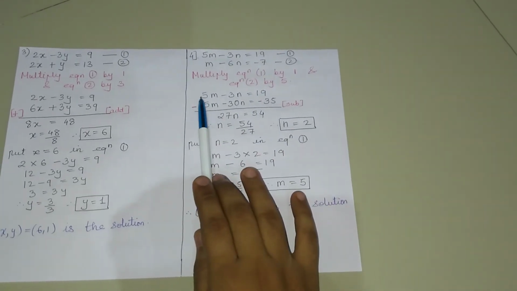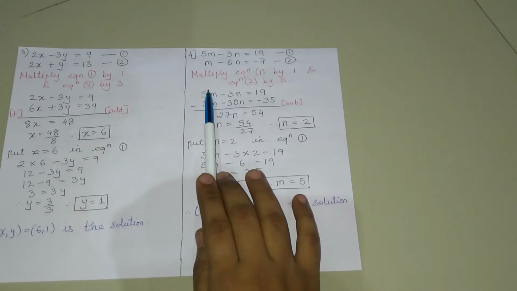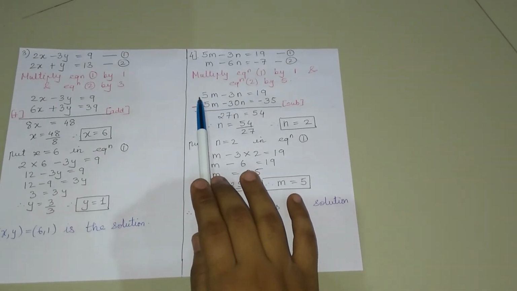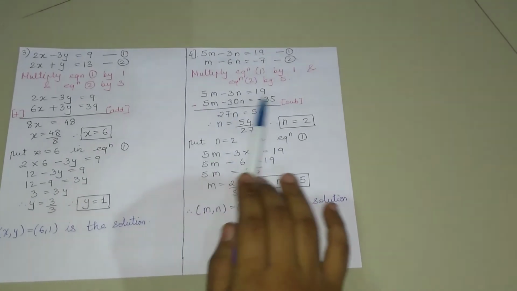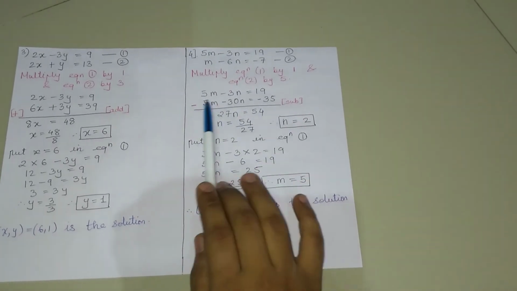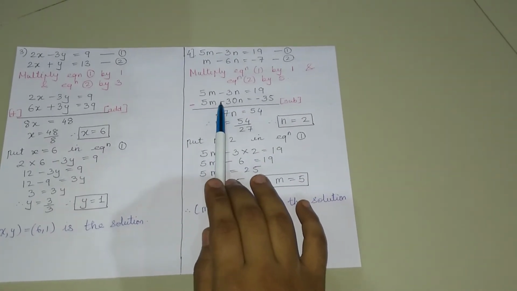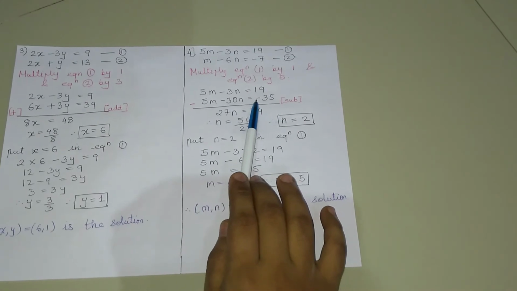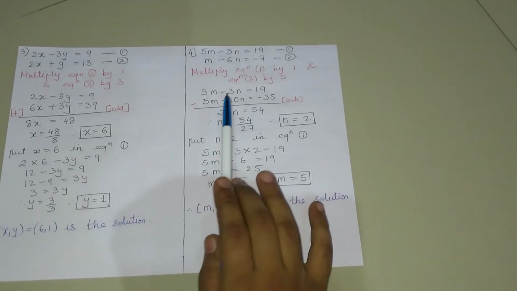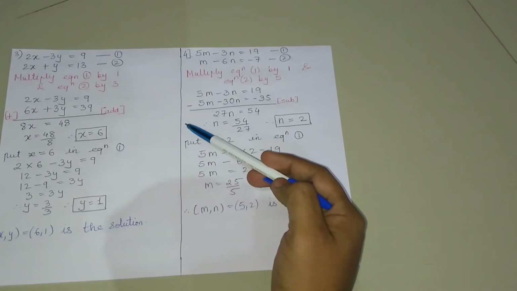So to make the opposite sign we will subtract. Okay, so minus, this minus minus will become plus, and this also minus minus will become plus. Okay, so this will get cancelled. So now 27n is equal to 54. n is equal to 54 upon 27.